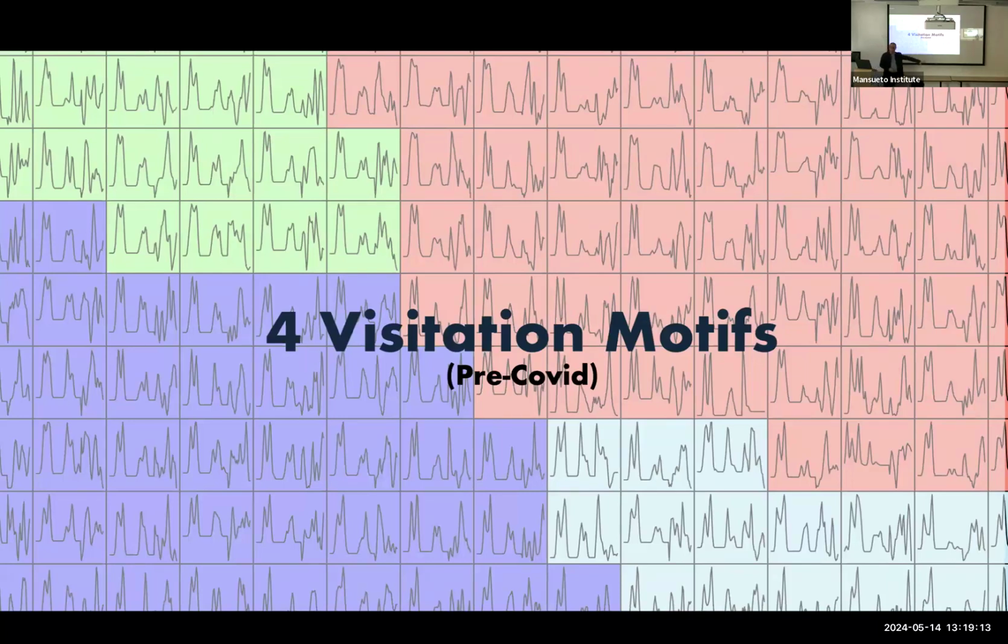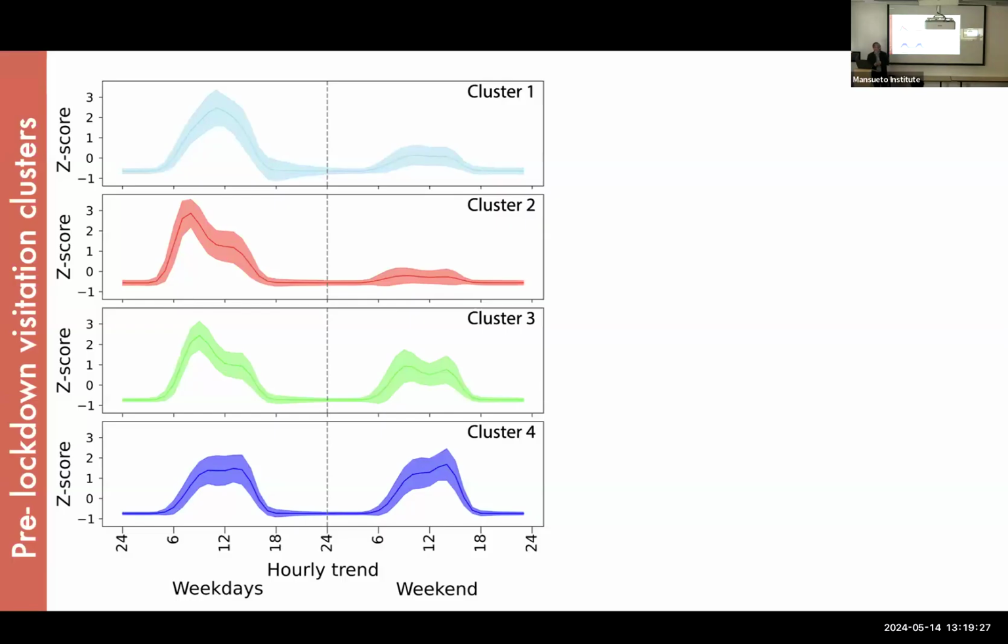So we ran this for all of the pre-COVID, all the points of interest of all Italy, and we came up with 4 visitation patterns. There is one thing that started to bring some interest to us. These are the 4 profiles that you can see.